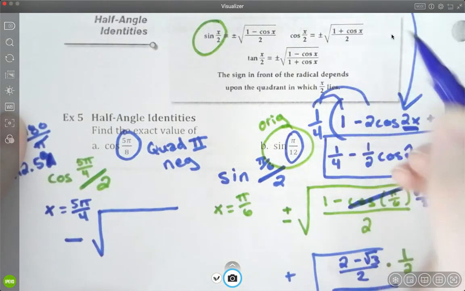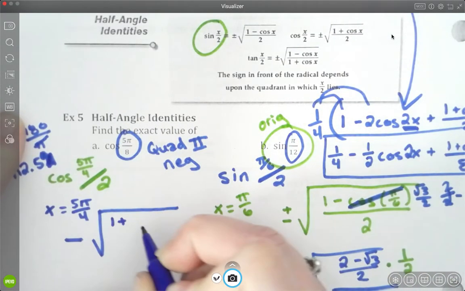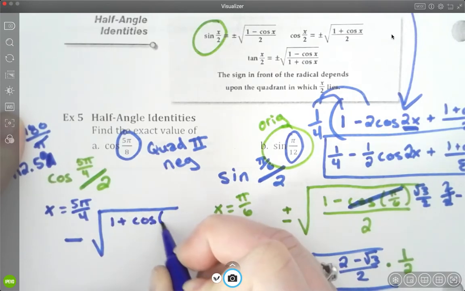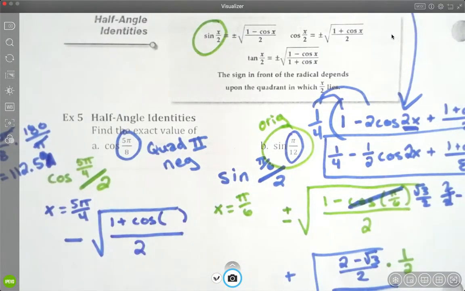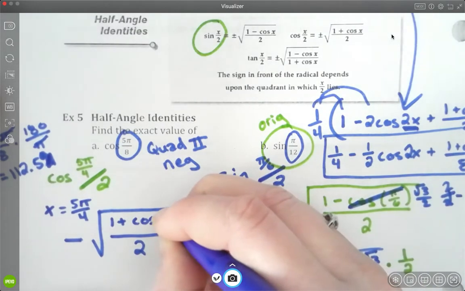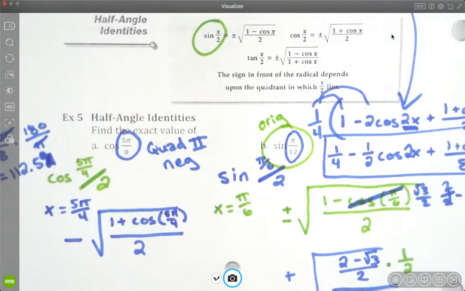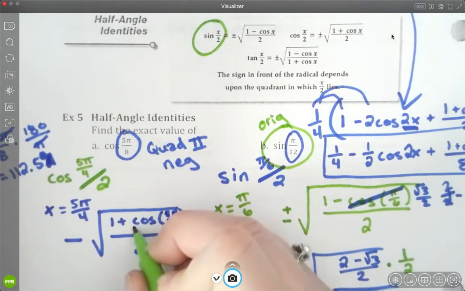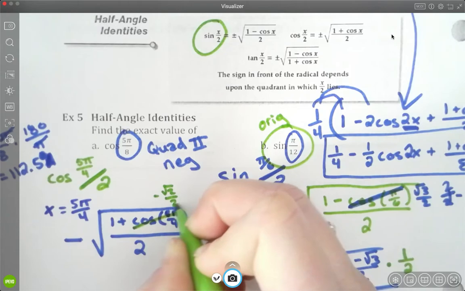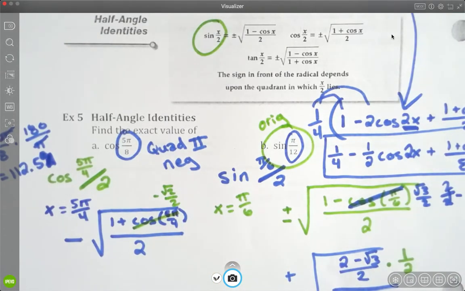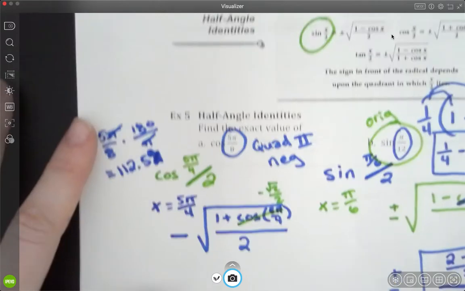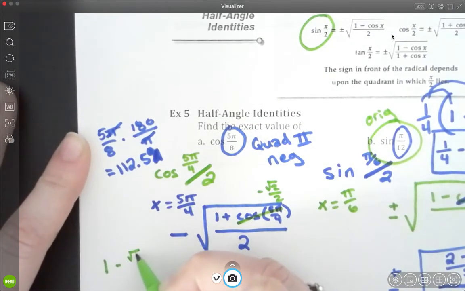The formula for cosine of x over 2 is the square root of 1 plus cosine of x all over 2. What did we say x was? 5 pi over 4. So now we can find what cosine of 5 pi over 4 is. Look on your unit circle, find 5 pi over 4. Negative square root of 2 over 2. That's what cosine of 5 pi over 4 is.